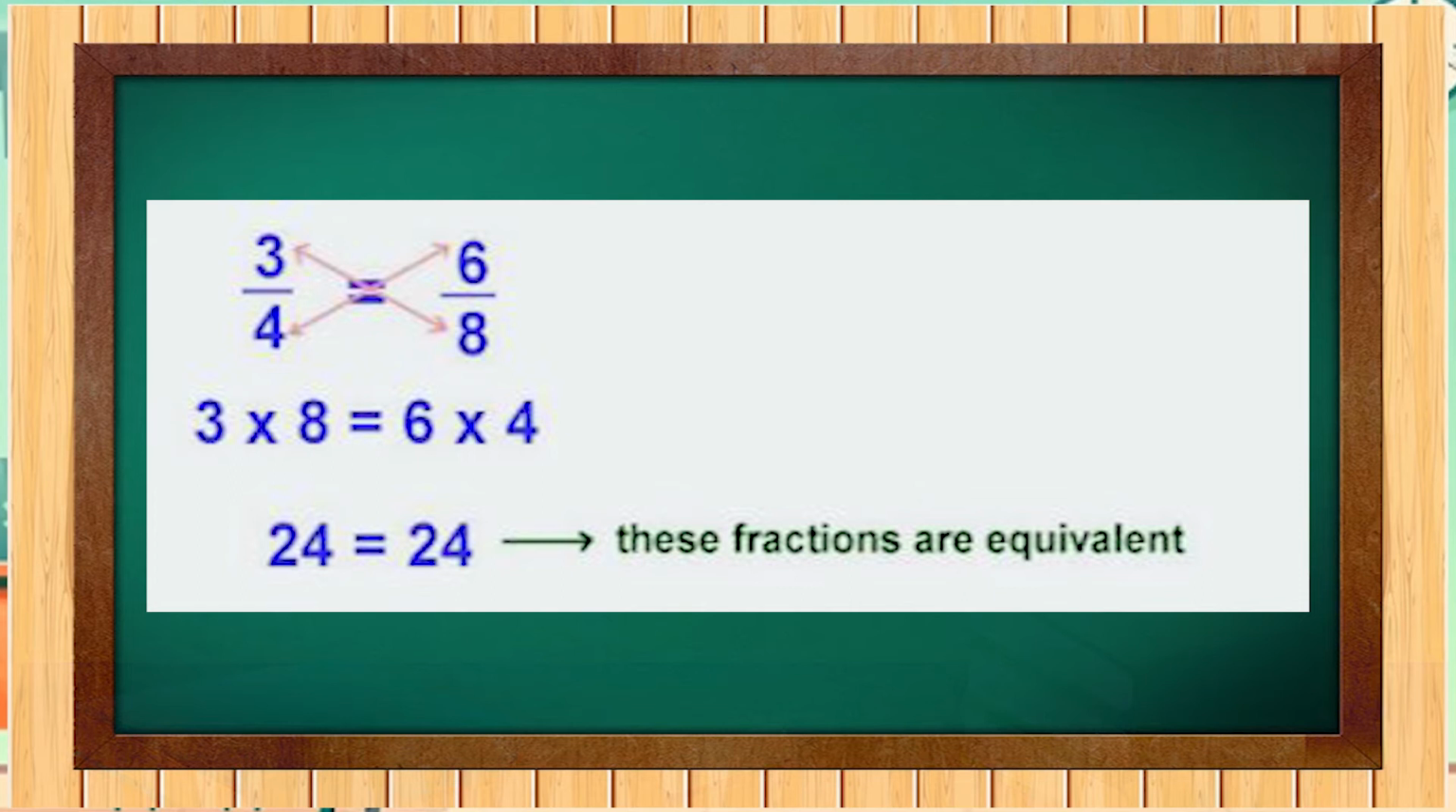Now, when we multiply 3 times 8, we get 24. And when we multiply 6 times 4, we get 24 as well. Now, you would look and you would notice that both the products are the same. Therefore, those two fractions can be described as equivalent. So, 3/4 and 6/8 are equivalent fractions.